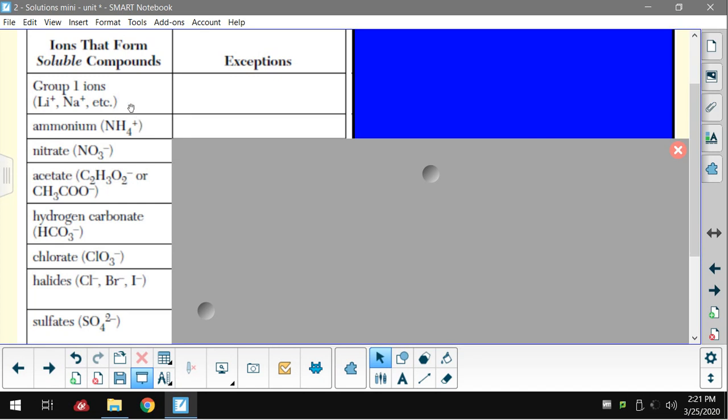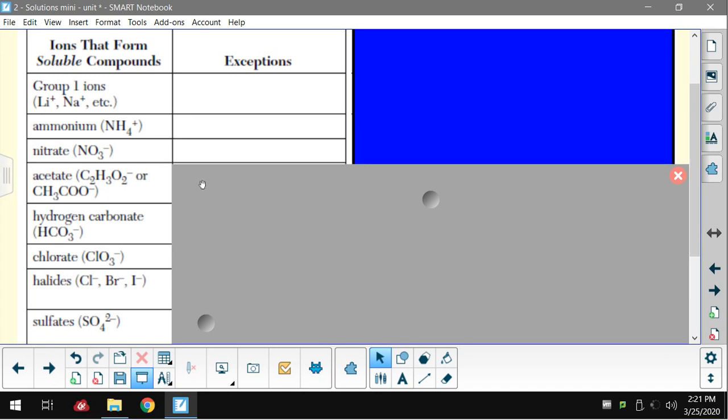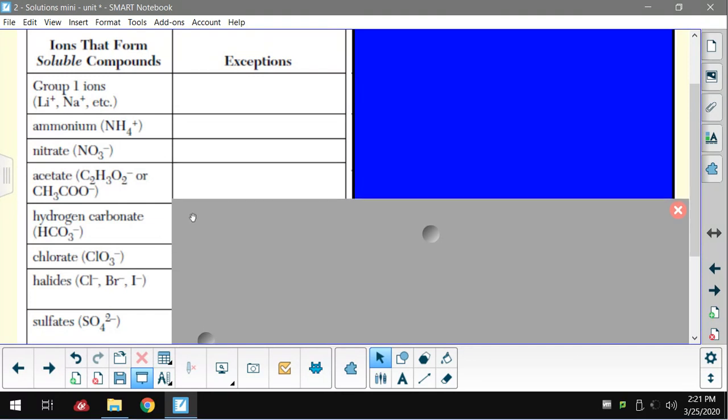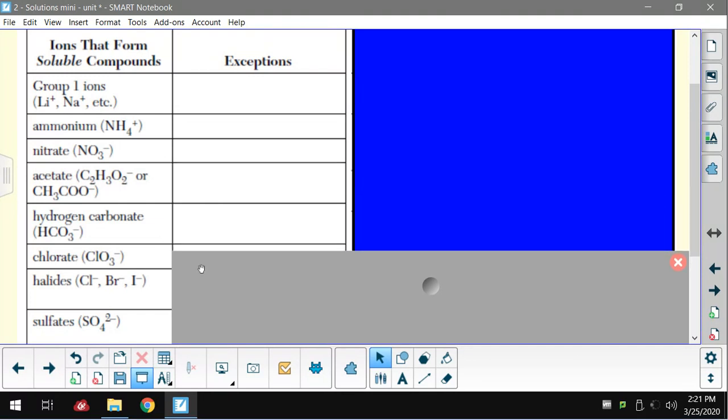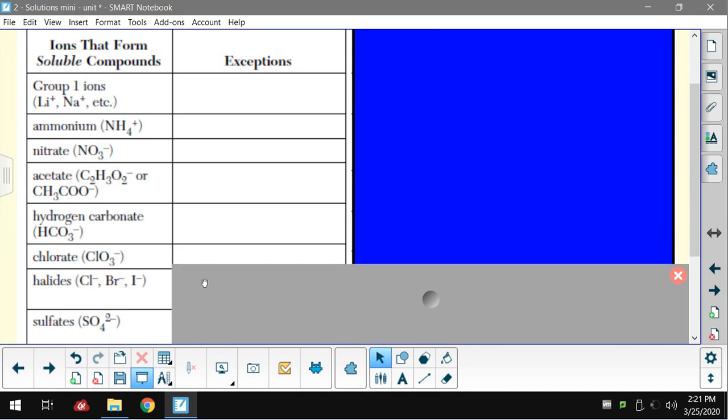Now, those two are cations. The next bunch are all the anions. If you have a nitrate, if it's something nitrate, it's going to be soluble. It doesn't matter what the first metal is, whatever the cation is, it's going to be soluble. Same is true for acetates, and for the most part hydrogen carbonates and chlorates. The next ones, none of these have exceptions. They're always soluble.